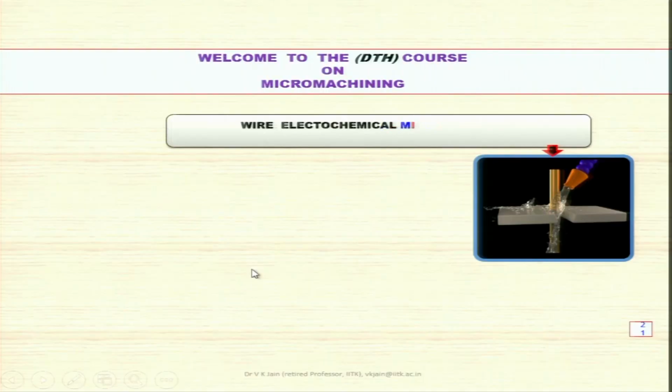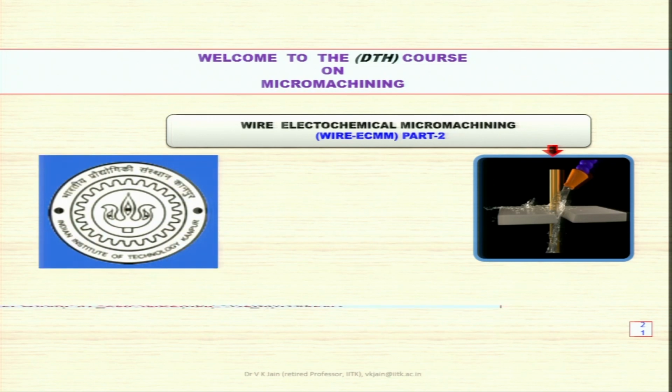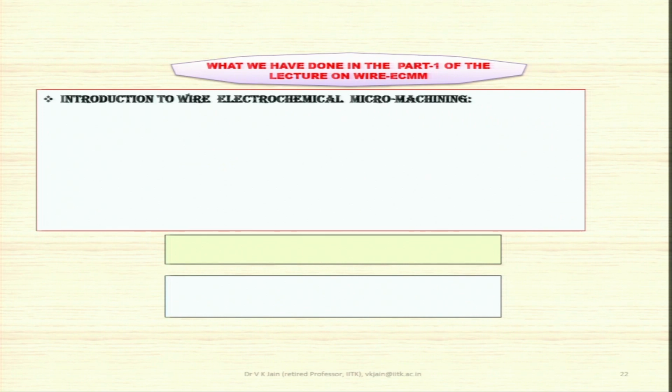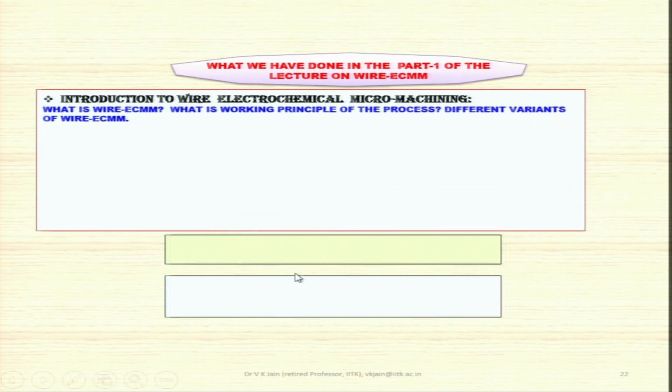Welcome to the DTH sponsored course on micromachining. We are going to discuss part 2 of wire electrochemical micromachining, abbreviated as wire ECMM. What we have done in part 1 of the lecture on wire ECMM, let us have a relook on it. Introduction to wire electrochemical micromachining, we have discussed it.